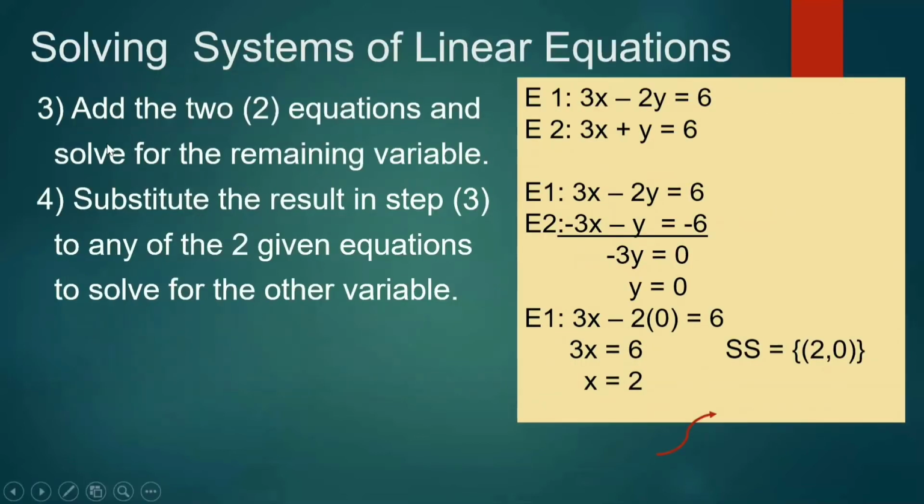So number 3, you add the two equations and solve for the remaining variable. So here we add, this is 0, then we add this, we have negative 3y, then we add this, we have a 0, therefore y is equal to 0. And then we substitute this value to any of the two equations and solve for x. And therefore, the solution set to the system is (2, 0).